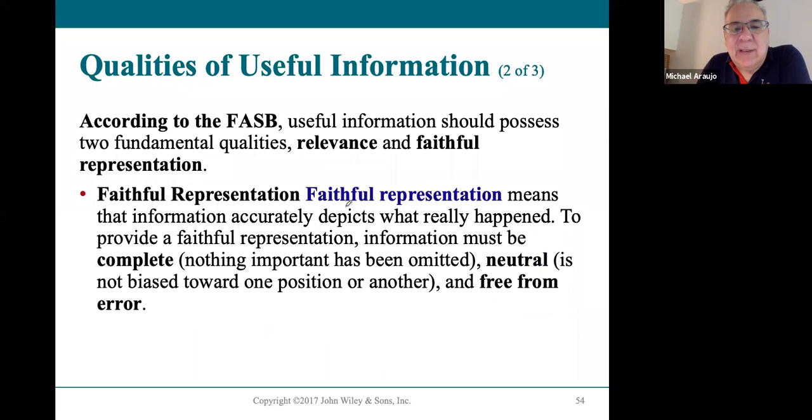The other fundamental quality is something called faithful representation. And that means that if you're going to be sitting down and doing accounting, you have to make sure that the accounting is accurate. It's a faithful representation of what actually happened. It's complete. It's neutral. It's free from error. It's accurate. It's not fake, right? And so with faithful representation, what we see on the financial statements, we have to believe is true. That's faithful representation in the accounting information.